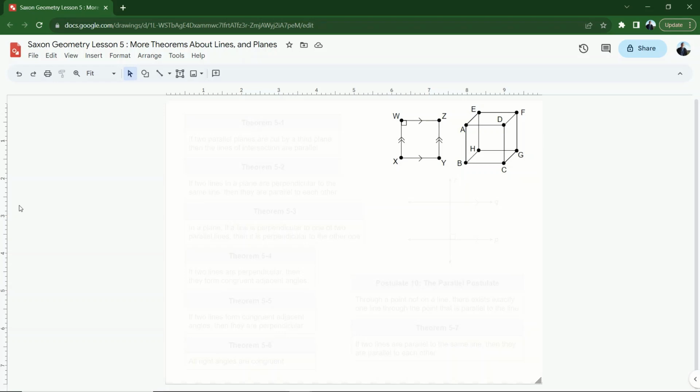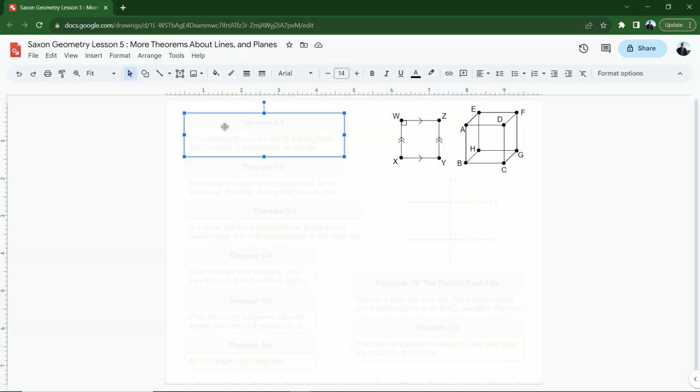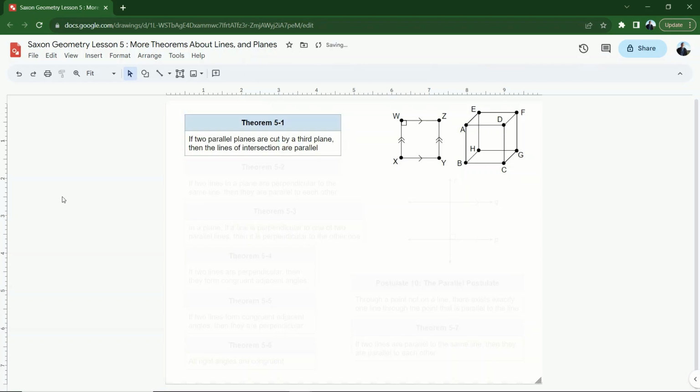And I'm going to be trying to demonstrate all of these theorems using some figures that I have drawn for you. Please pay attention to the figures as I explain the theorems, because that's really going to help you understand what's happening here, understand what the theorems mean. And like I said, these theorems are a little more complicated than the previous ones. Let's take a look at theorem 5.1.